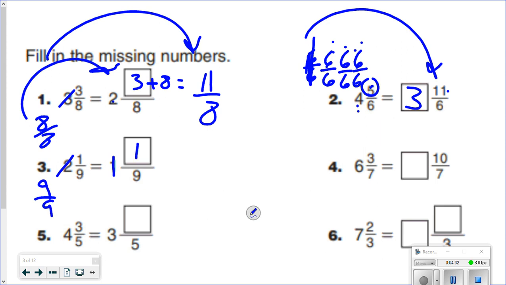I already had a 1 in the problem. 1 plus 9 would be 10 over 9 is my answer.